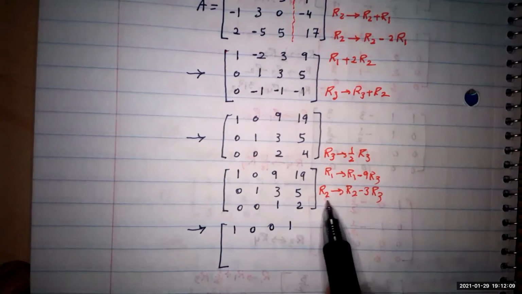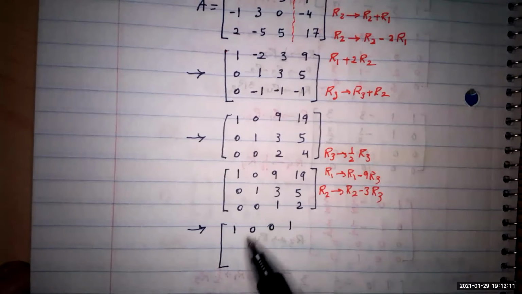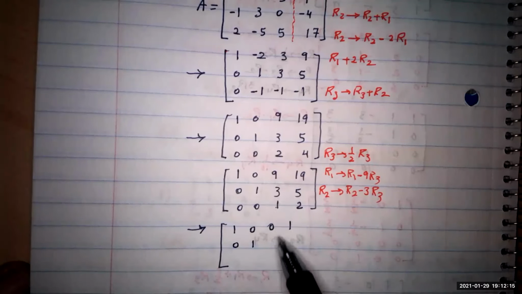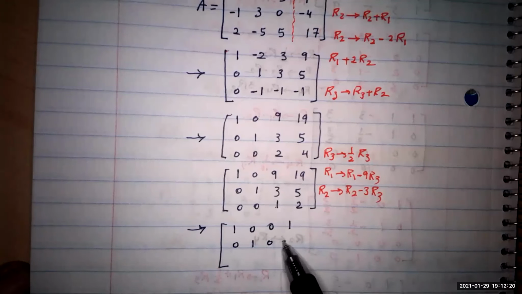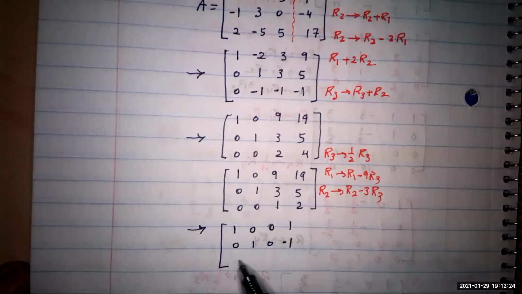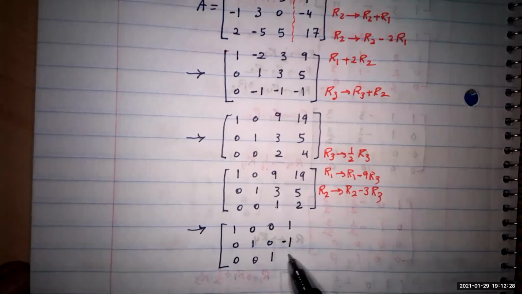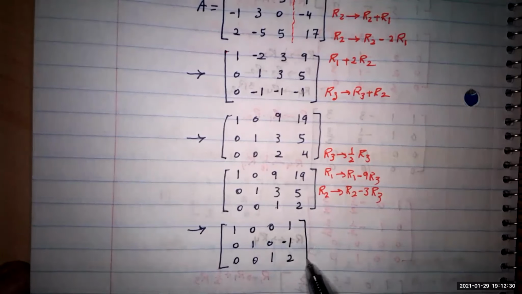Okay, and the second one, R2 minus 3R3. So that's a 0, that's a 1. Negative 3, that makes it 0. Negative 6, so that would be a negative 1. Negative 1, and the last one would stay the same. You see, that is going to be the case.